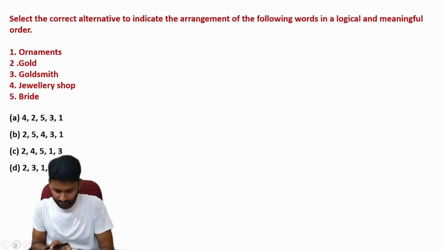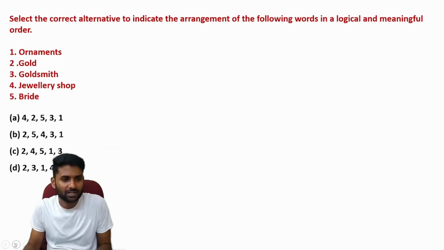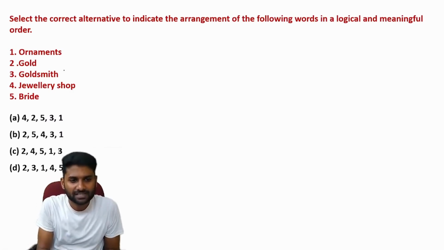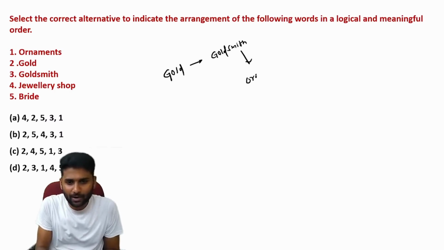They have given 5 different pieces of information. So what is the logical order here? First is gold. Then it went to the goldsmith. And the goldsmith makes an ornament. The ornament goes to the jewelry shop. Then finally it reaches the bride.